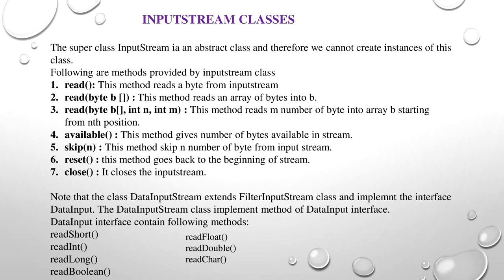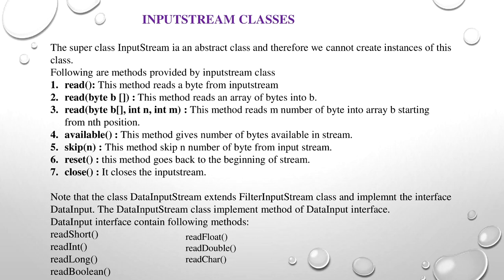The next method is the available method. This method gives the number of bytes available in the stream. It means if you want to know how many bytes are remaining to read in the stream, in that situation you have to use the available function.